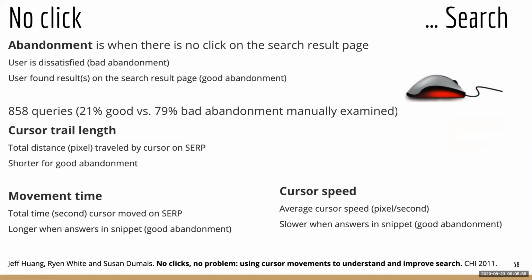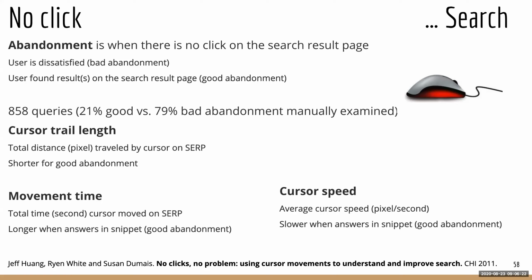Continuing from this work, it says 158 queries, 21% good abandonment, 79% bad abandonment, and they manually examined how the cursor moved. For example, one characteristic, the trail length: the total distance in pixels traversed by the cursor was shorter for good abandonment, meaning the result was there. The user just went, yes.